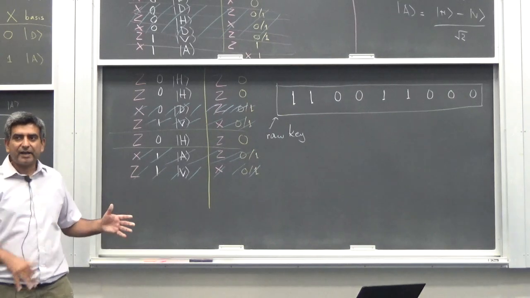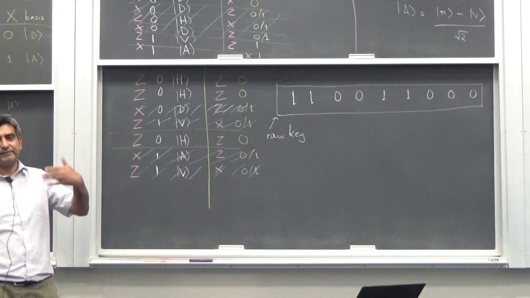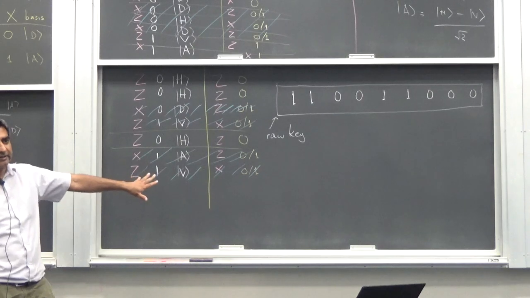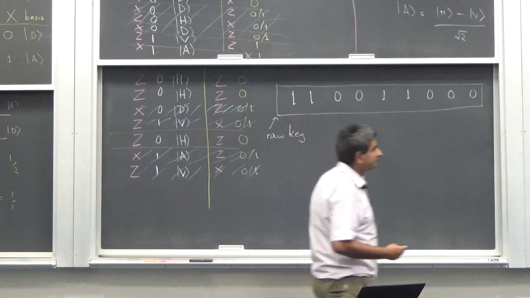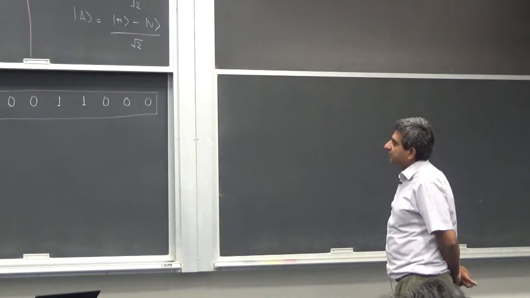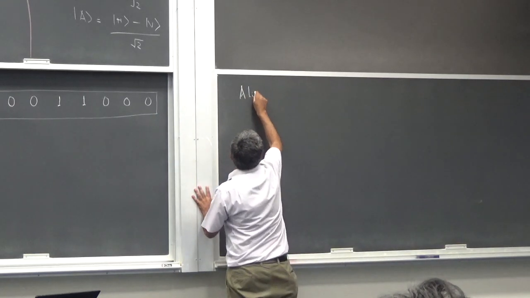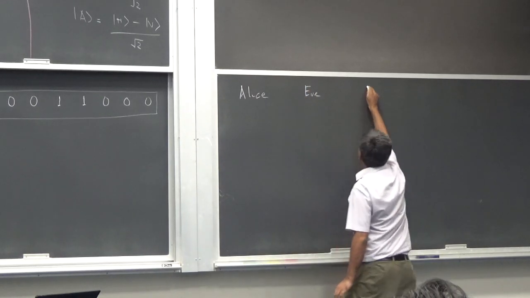Now what we're going to look at is what happens if the information gets corrupted, or there's an eavesdropper called Eve in this scenario. So this is the ideal case. Now what happens if Eve comes into the picture? So if Eve comes into the picture, now we have Alice and we have Eve and we have Bob.